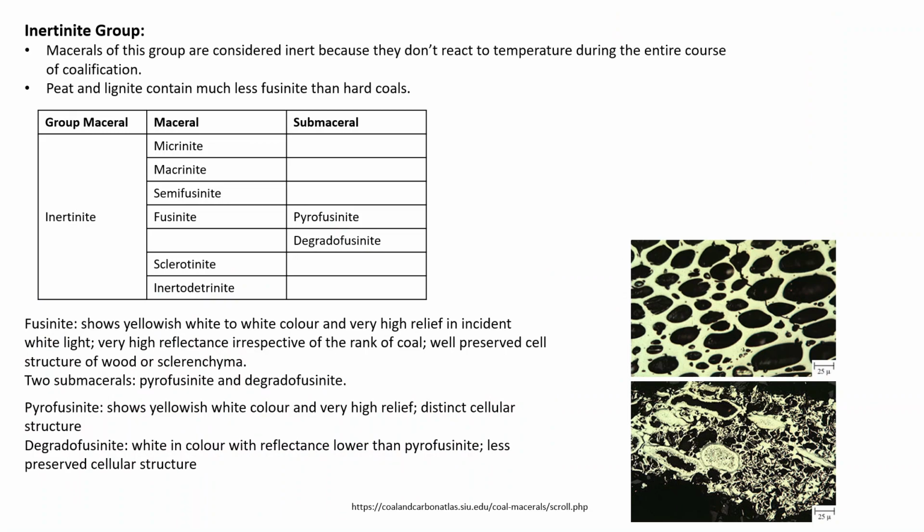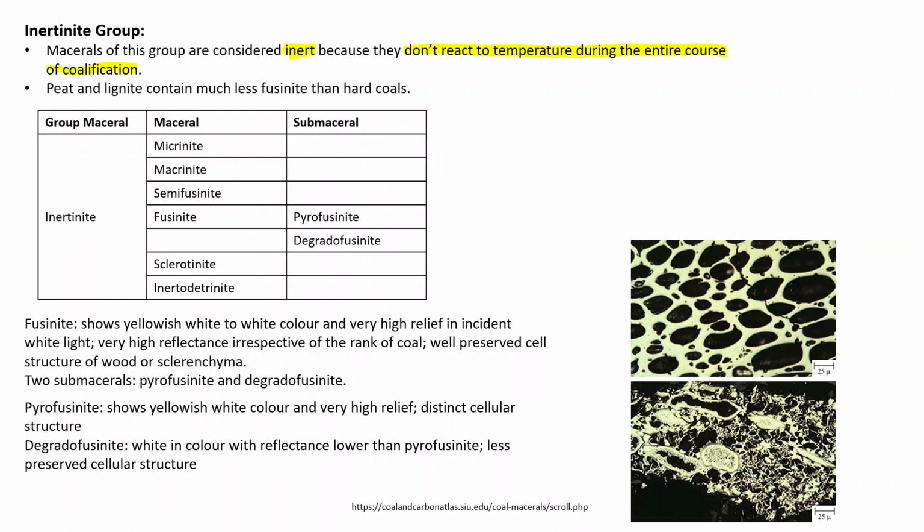The next group is the inertinite group of macerals. They are considered inert, which is why the name inertinite, because they do not react to temperature during the entire course of coalification. Then, of course, there are some exceptions. The macrinite and micrinite, it has been found that they react to a very small degree.